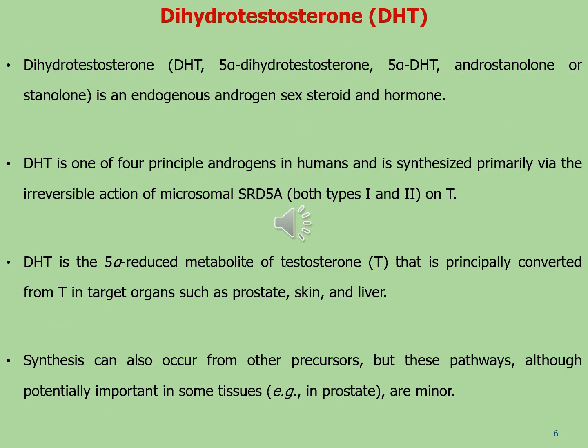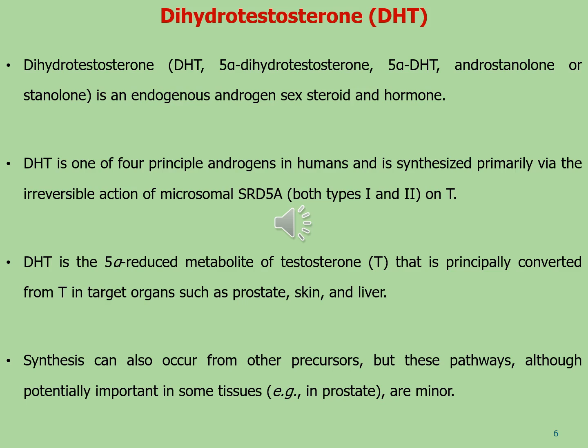Now come to the real topic, that is dihydrotestosterone. Dihydrotestosterone, also known as DHT, 5-alpha dihydrotestosterone, 5-alpha DHT, androstanolone or stanolone, is an endogenous androgen sex steroid and hormone. DHT is one of four principal androgens in humans and is synthesized primarily via the irreversible action of microsomal SRD5A, both types 1 and 2, on testosterone.